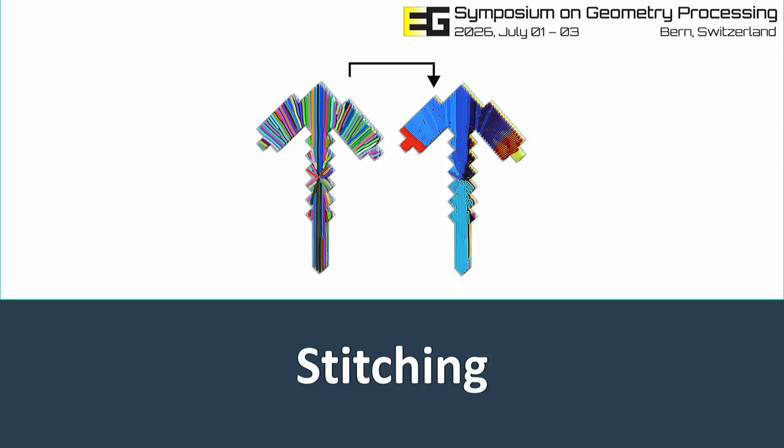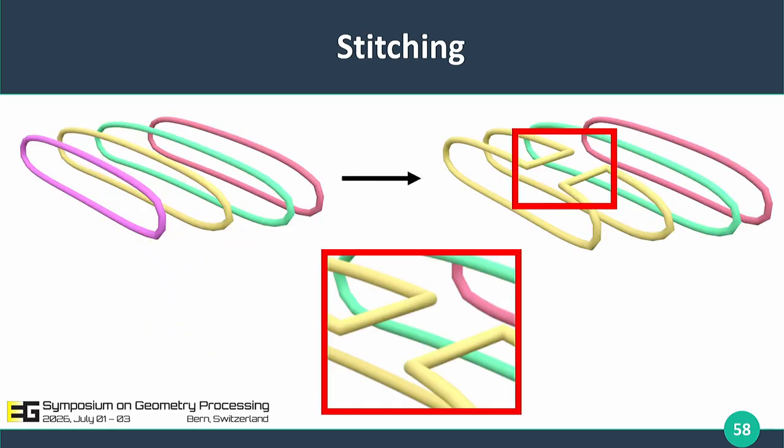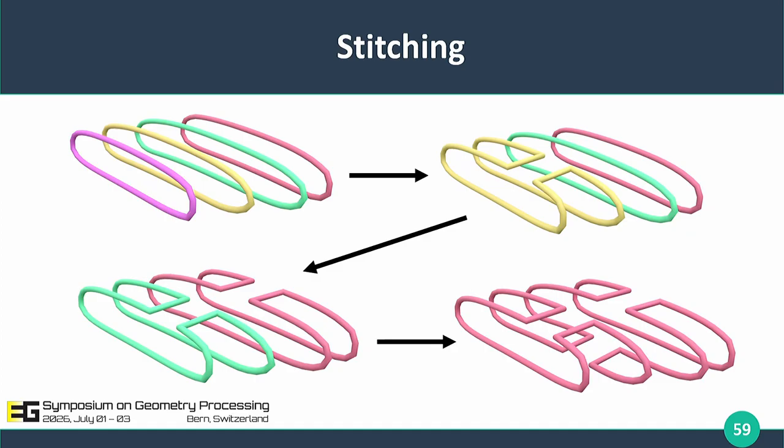Last, we discuss the stitching step that connects the set of closed curves into a single one. As shown in the work from Kang and Keda, a single continuous curve can be obtained by stitching together a set of closed curves. In practice, closed curves can be joined pairwise to form a single curve by selecting a pair of stitching points on each curve. For example, the purple and yellow curves on the left are joined into a single yellow curve on the right. And this operation can then be iterated until a single continuous curve remains.